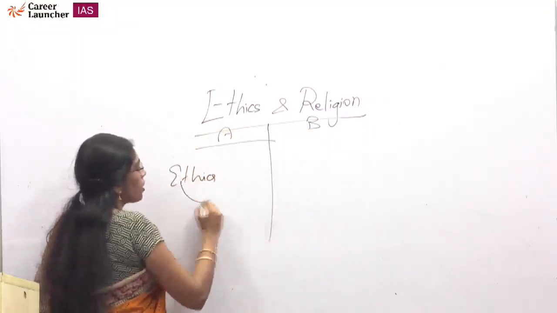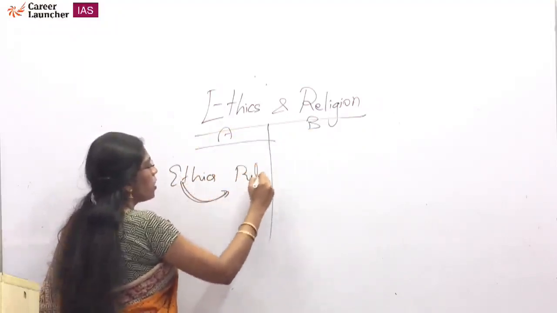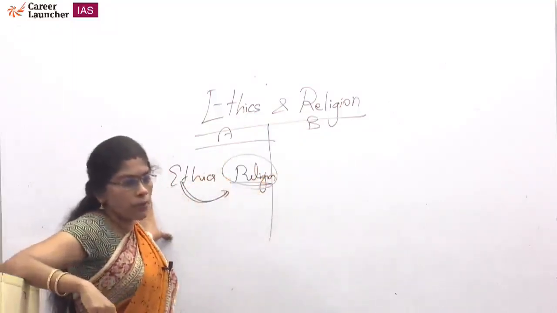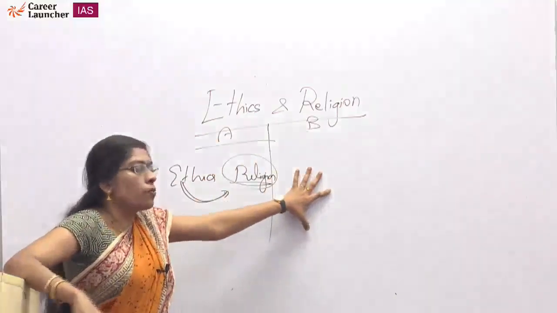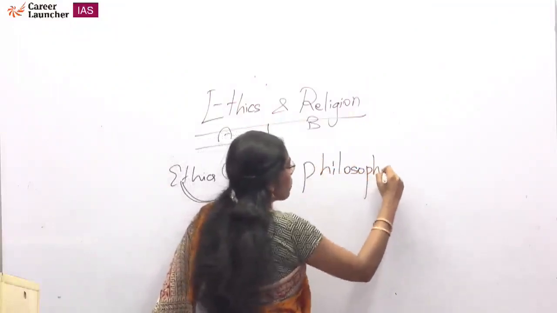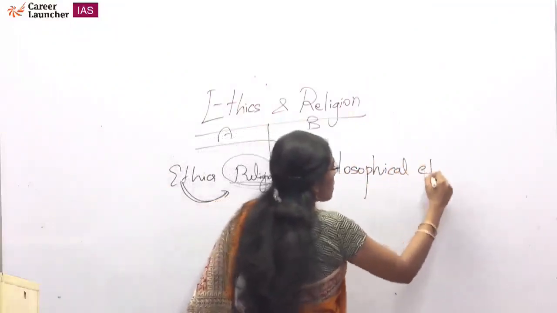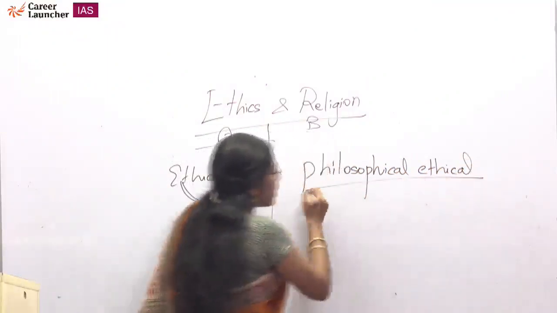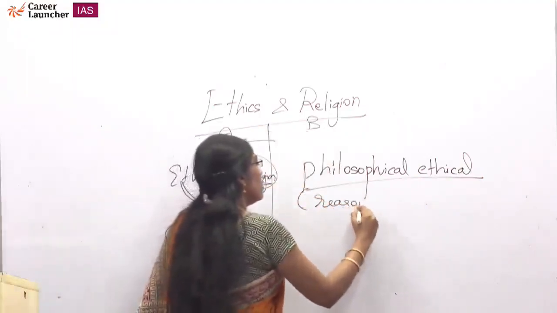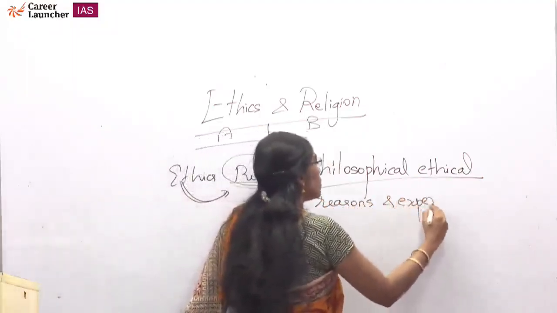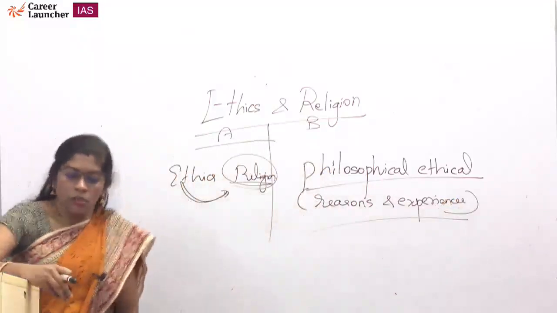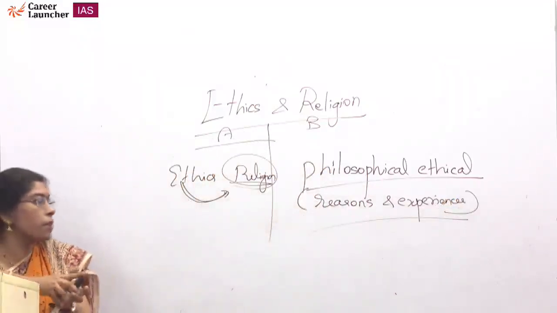Some philosophers say that ethics has a grounding, a base in religion; from religion only ethics came. This was the argument kept by some philosophers. Other philosophers say no, it is philosophical ethics, moral philosophy, and it does not have any grounding or base in religion. It comes from reason and experience. These are the two different opinions and views prevailing in the field.